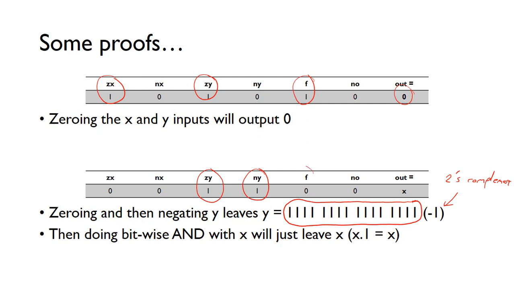But then we can see that f is 0, so we're doing a logical AND operation with all these ones and x. So every bit on the x input will be ANDed with 1, which is going to leave us just with x. And so for that particular opcode, we'll end up with just x on the output.